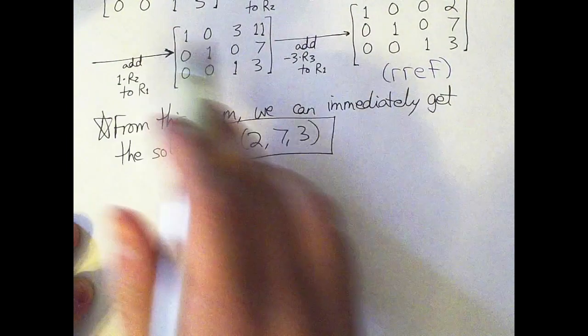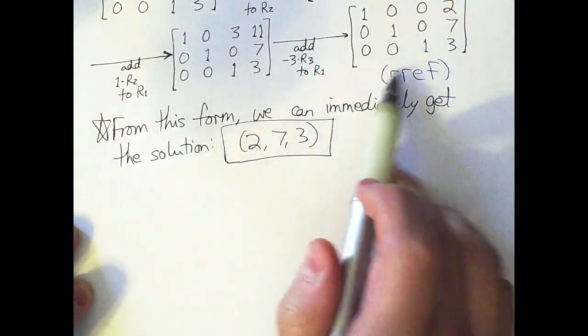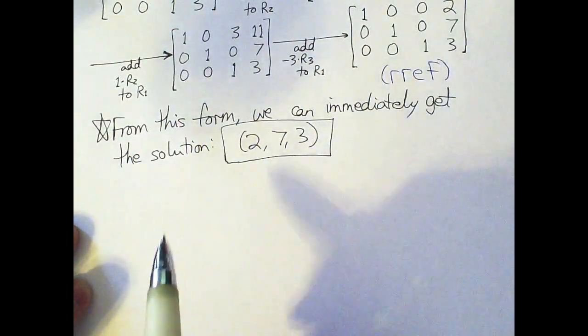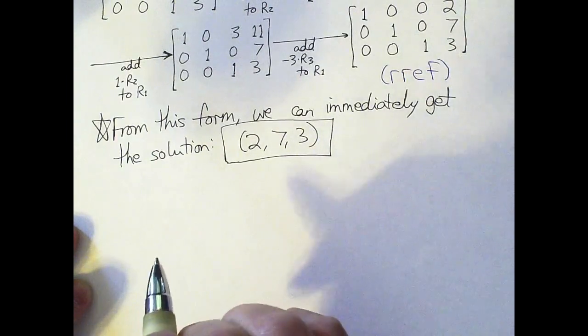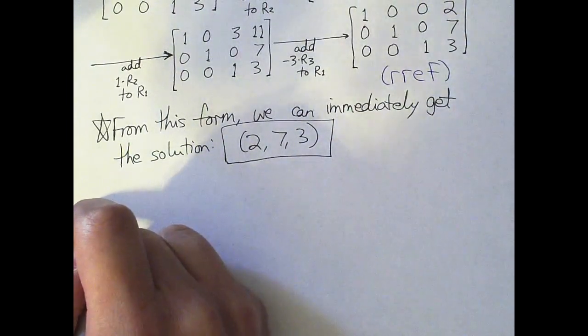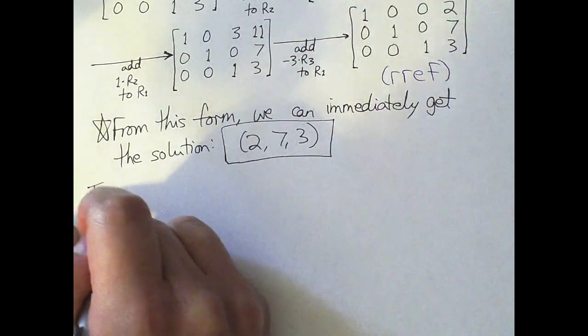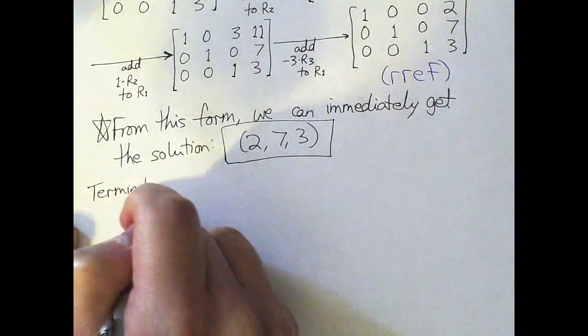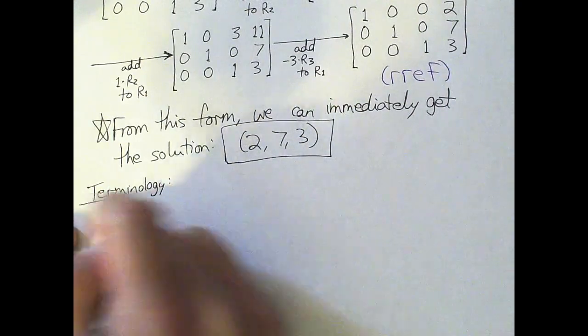Cool, so that is the nice thing about reduced row echelon form: the answer just jumps right out at you and you don't have to do any kind of substitution. I have a little terminology thing to tell you. It's going to be one thing that we already know and then one thing that's new.